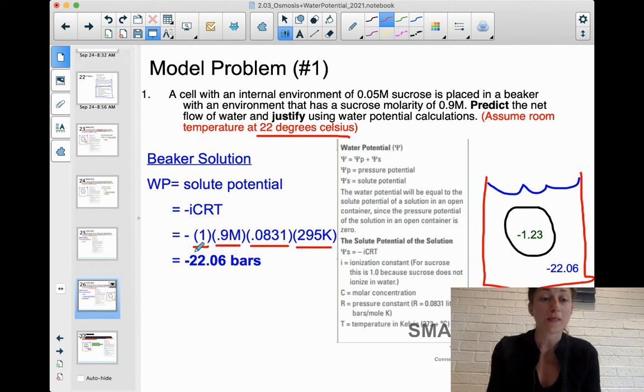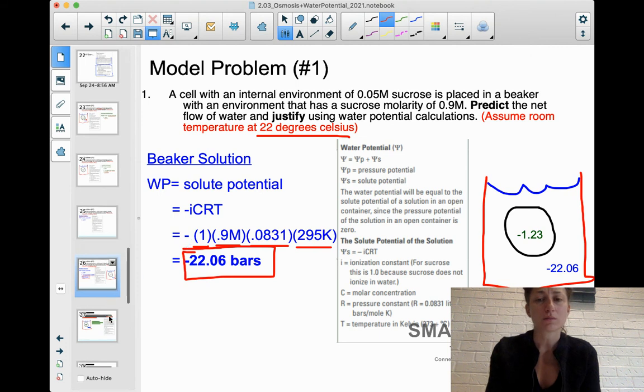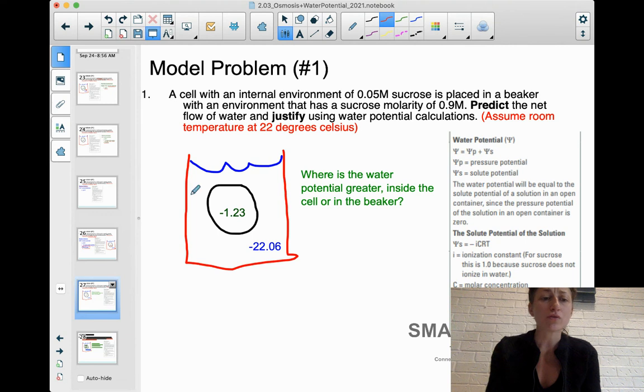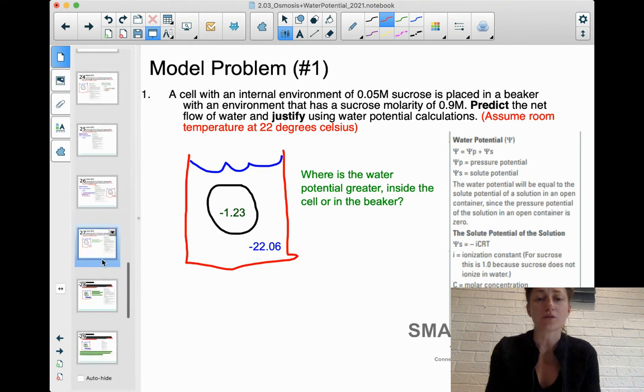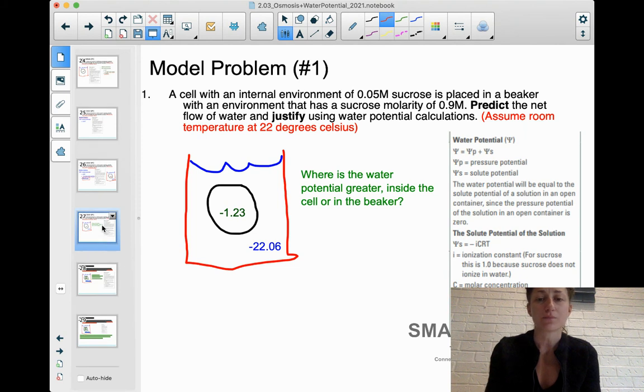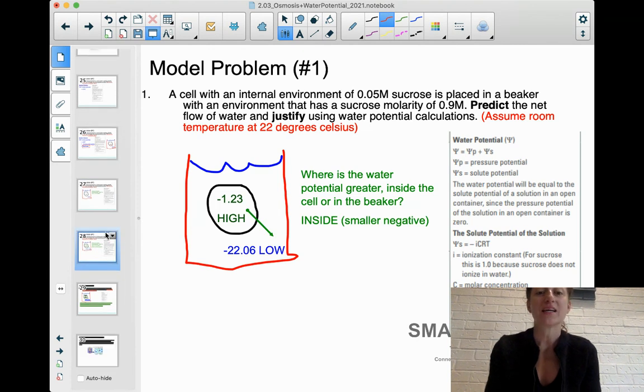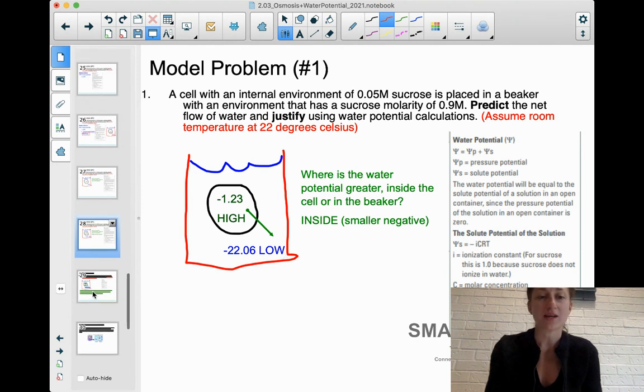Usually they will give you that. So here I get a much more negative number, okay? Negative 22.06 bars, okay? And I actually just put those into my diagram here to make it really clear. I want you guys to write in, where is the water potential greater, inside the cell or in the beaker? Go ahead and record that in the Edpuzzle. Great. It should be on the inside, right? That is a higher number because it is less negative. Okay. This is a much lower number because it is a greater negative.